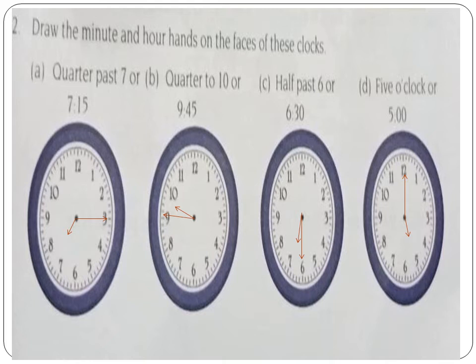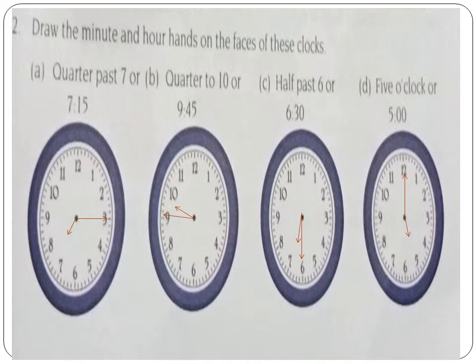Next, 6:30. So the long hand is pointing towards 6. 6 into 5 gives you 30. 6 5s are 30. So the hour hand, if you draw it between 5 and 6, it becomes 5:30. The hand should be drawn between 6 and 7. That is 6:30.